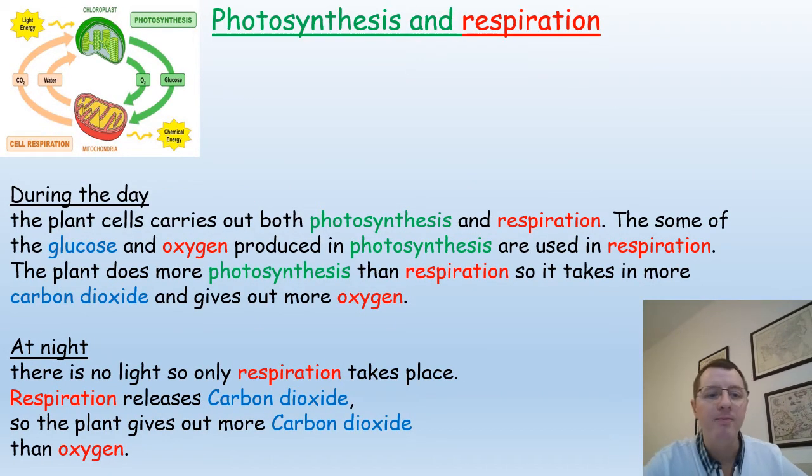So during the day, plant cells carry out both photosynthesis and respiration. We do both of them. Some of the glucose and oxygen produced in photosynthesis are used in respiration, but the plant does more, and that's key, more photosynthesis than respiration. So it takes in more carbon dioxide and gives out more oxygen.